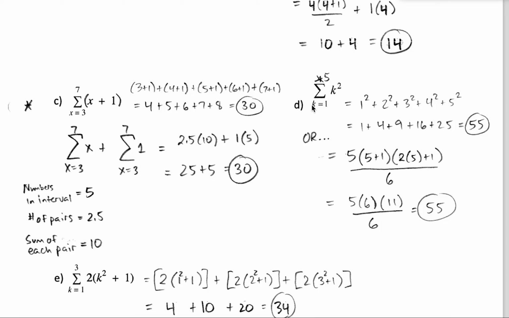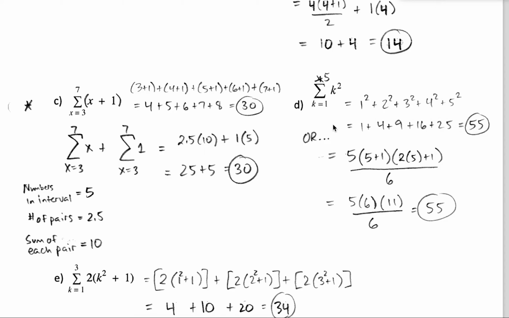All right, part D, going back to starting at 1. We're going to count from 1 to 5, or plug in numbers from 1 to 5 into the function k squared. So we're going to add up all the squares from 1 to 5. So we could write that out and get our value as 55.